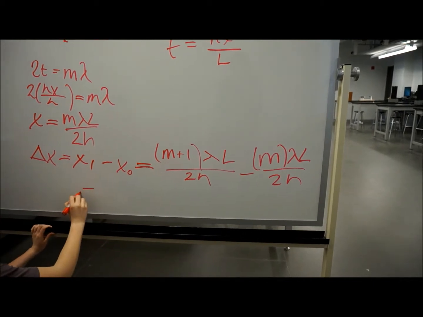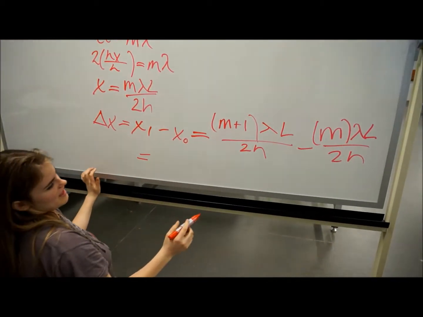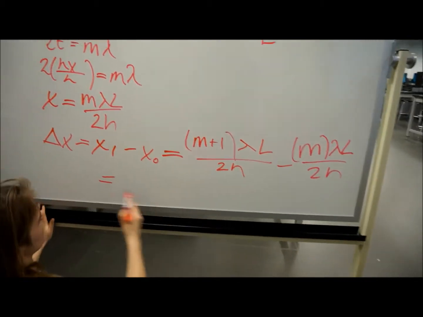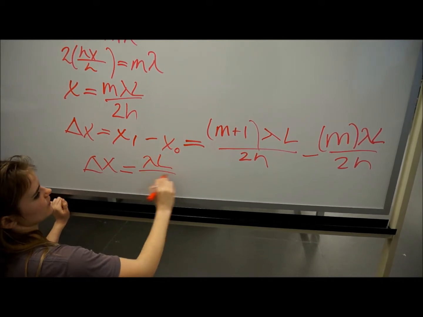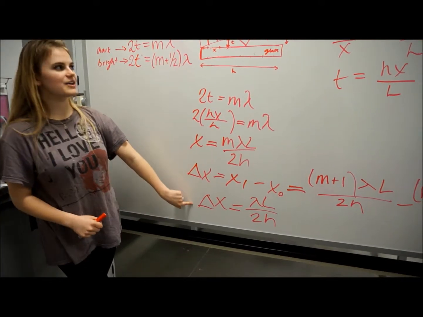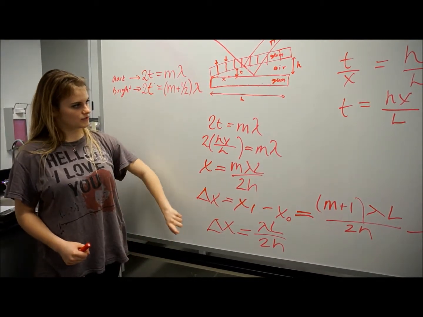And then you can simplify it some more. Because these cancel out, you end up with delta x equals lambda L over 2h. So that is how you find the distance between two dark fringes using this formula.